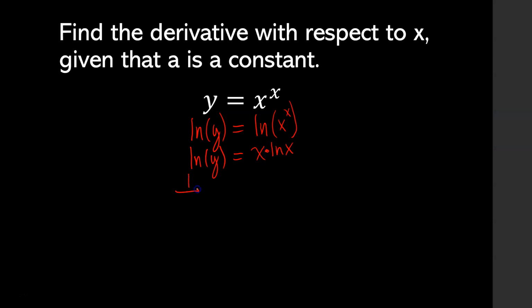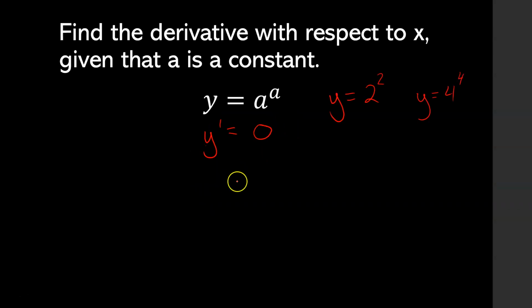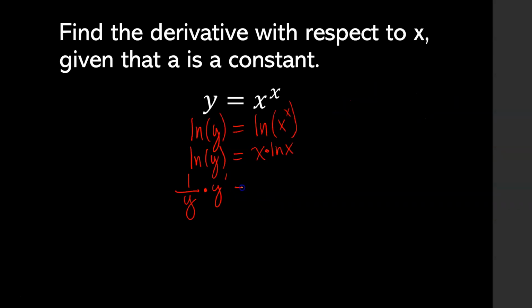So the derivative of natural log of something is 1 over that something. Our something is the function y, so we're going to have to multiply by y prime, the derivative of y. On the right-hand side of the equals sign, we need to use the product rule. And the derivative of a product of two functions is the first function times the derivative of the second function plus the second function times the derivative of the first function.